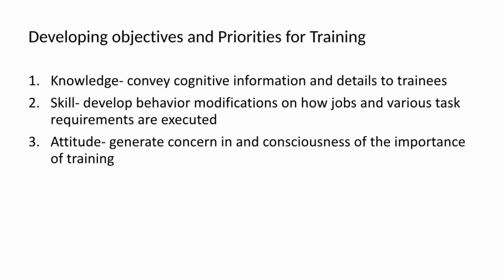So there are three types of training objectives that can be set as important elements in training and development. The first element is knowledge, which conveys cognitive information and details to trainees. Second is skill. It develops behavior modification on how jobs and various task requirements are executed. And lastly is the attitude. It generates concern in and consciousness of the importance of training.